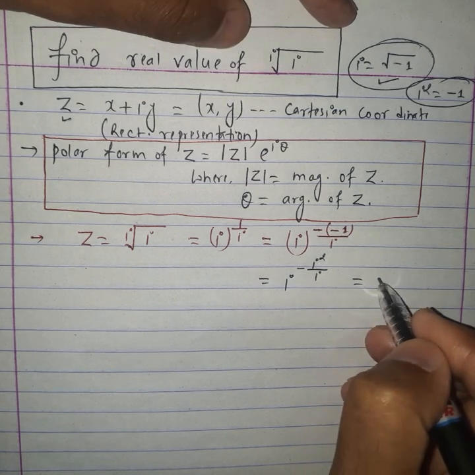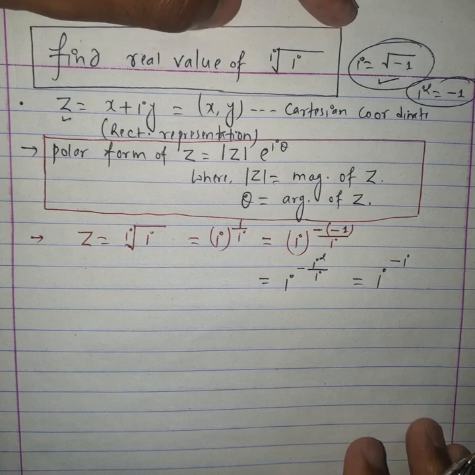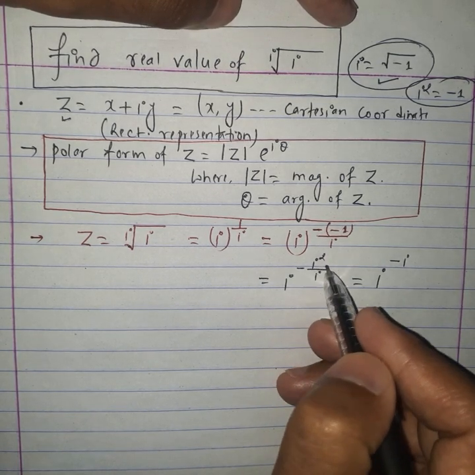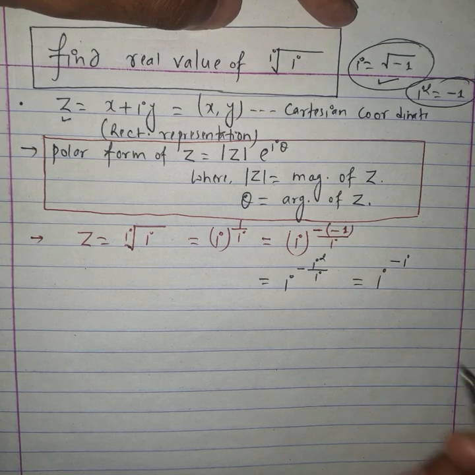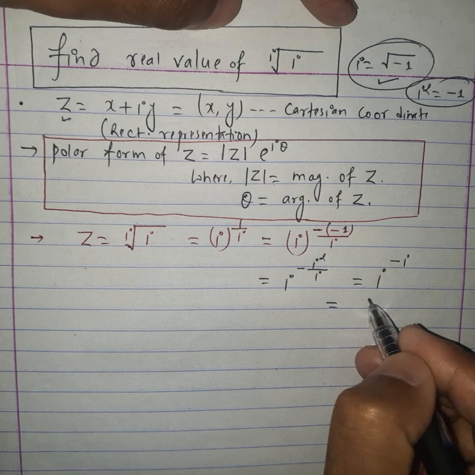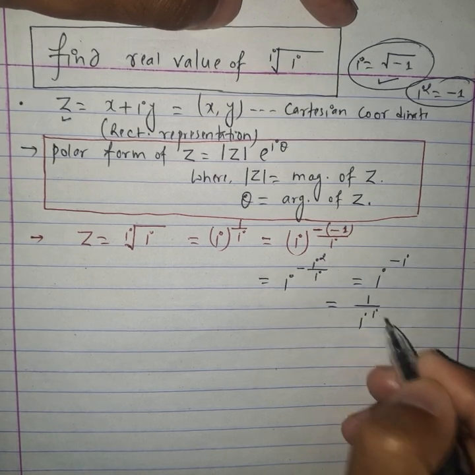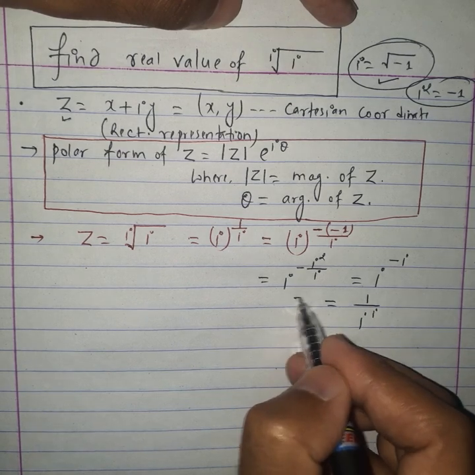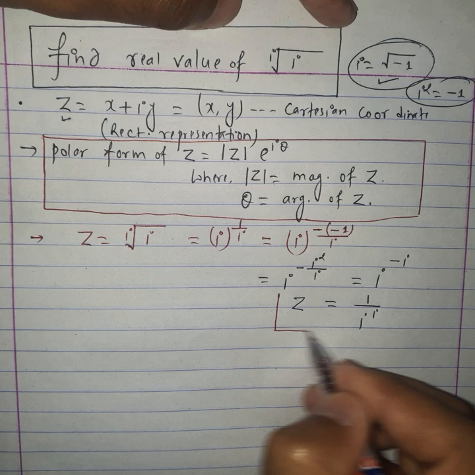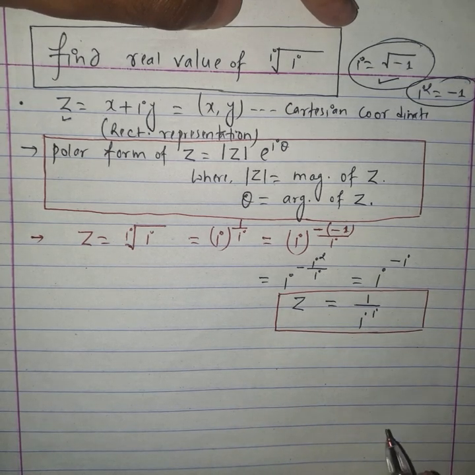By simplifying, it is i raised to the power of negative i. One i will be cancelled out, leaving negative i in the power, and the negative power can be dropped to the denominator. We can write i raised to the power of i. So the complex number z can be simplified as i raised to the power of i.